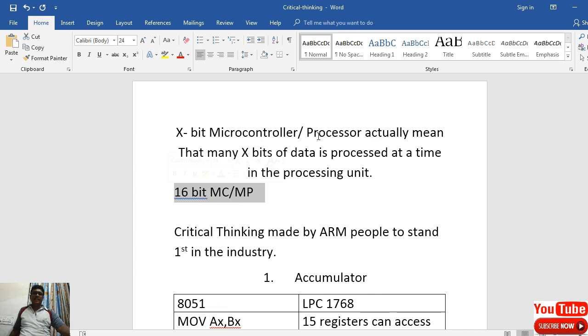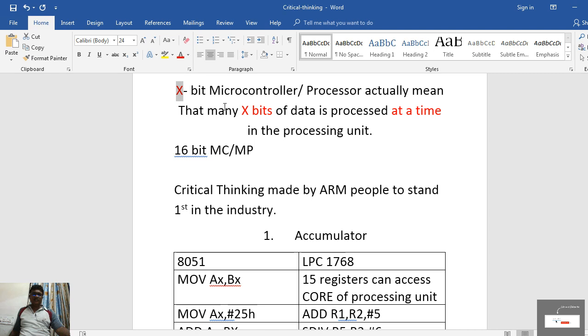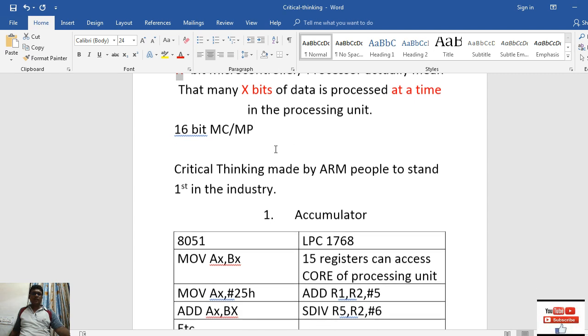If it is an X-bit microcontroller or processor, that many X bits of data are processed at a time in a processing unit. So this is going to make an effective mark over here, at a time. If it is 16 bits, 16 bits of data are processed at a time in a processing unit. So this is the first topic I needed to speak about: the X-bit microcontroller and processor.